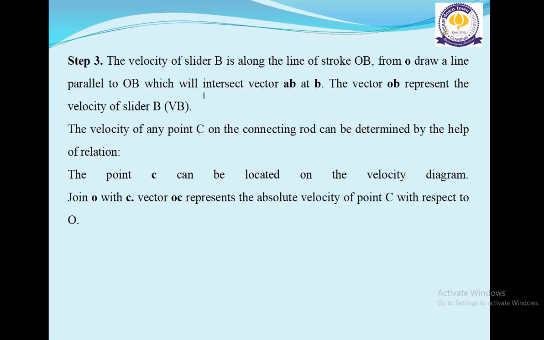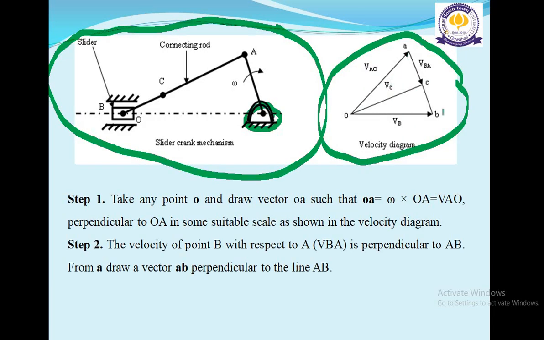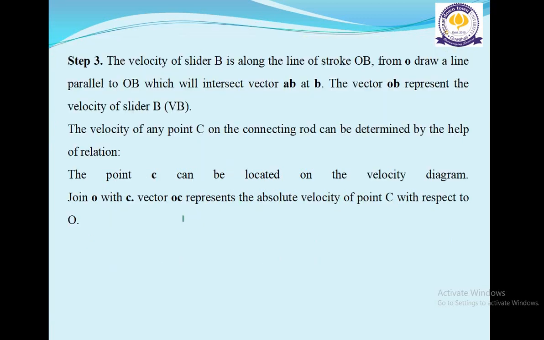Next, the velocity of slider B is along the line of stroke OB. From O, draw a line parallel to OB which will intersect vector AB at B. Here you can refer to this diagram, B, C, here A. The vector OB represents the velocity of slider B, that is VB.